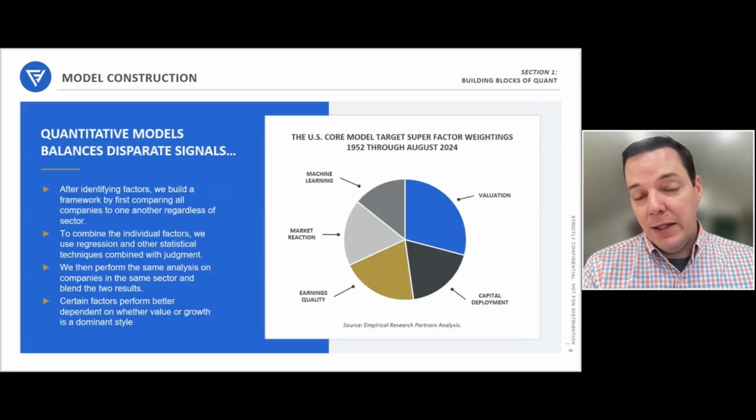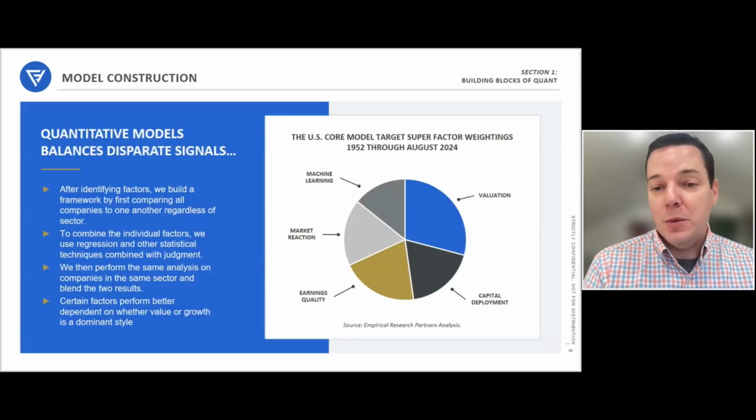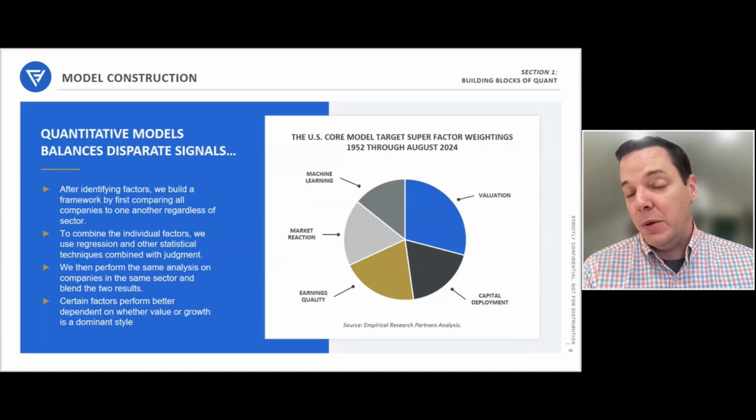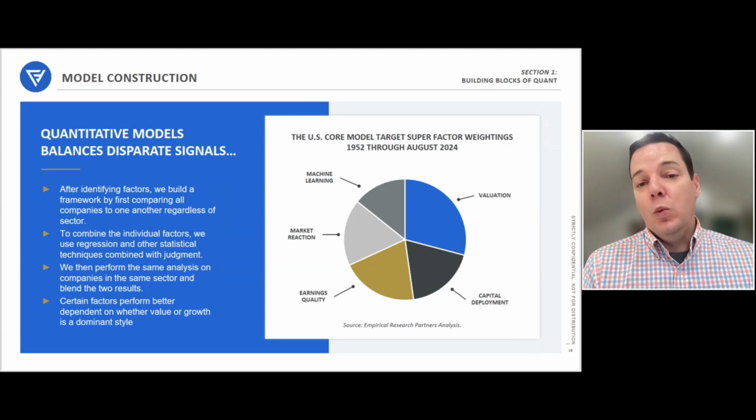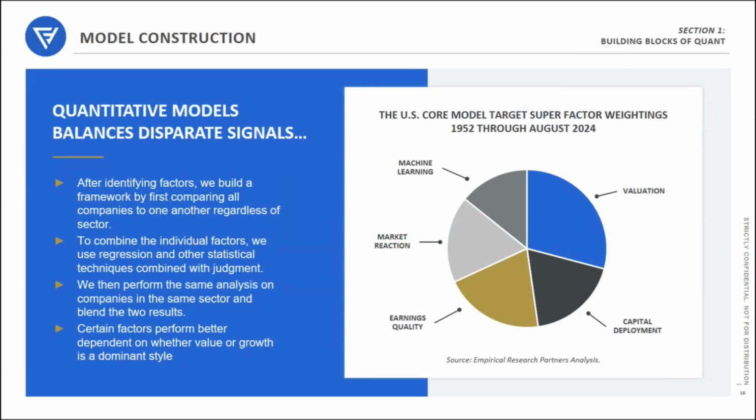All right. So as I kind of mentioned, some of the super factors here are ultimately a little bit more contrarian in nature, and some of them are a little bit more growth or momentum oriented in nature. So when we build our models, it's pretty balanced between the two. We show the contrarian items off here to the right, valuation, capital deployment, the more growthy, momentum oriented factors here on the left.